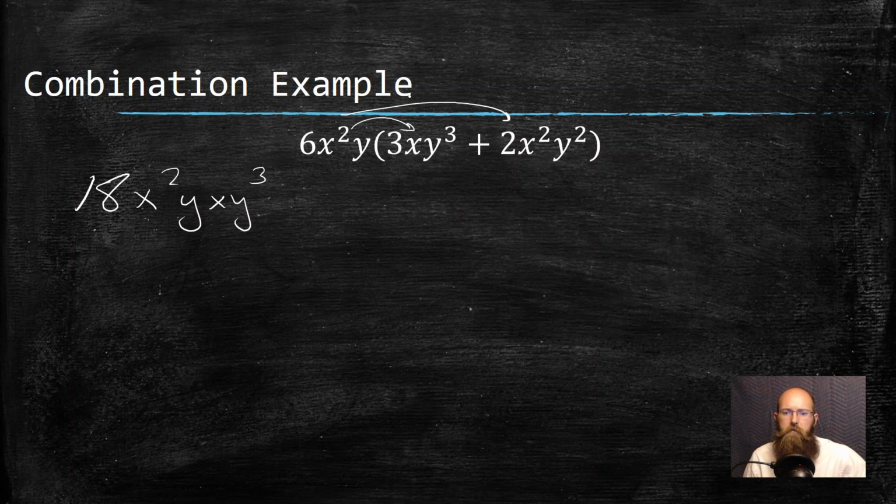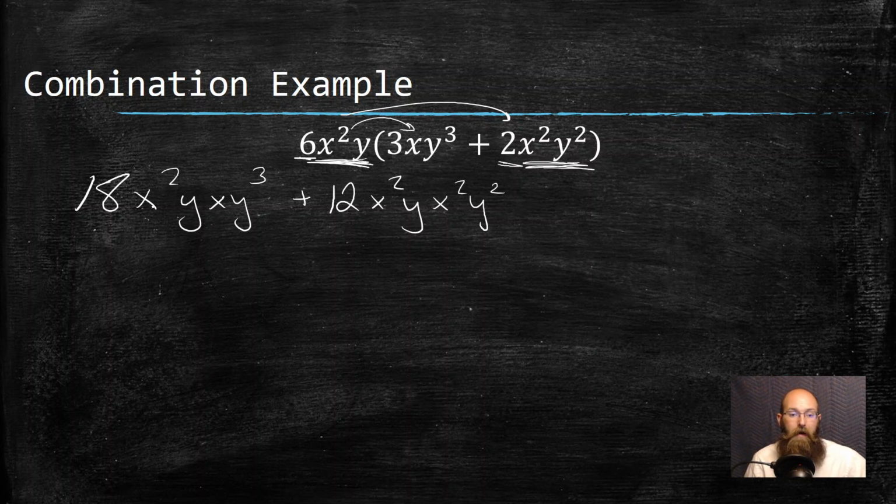Then I'm going to distribute it to my second term there. 6 times my 2 is going to get me 12. And then I'm just going to write down all the other stuff, right? x squared y from the thing out in front. And then x squared y squared from the stuff in parentheses that it got distributed to.